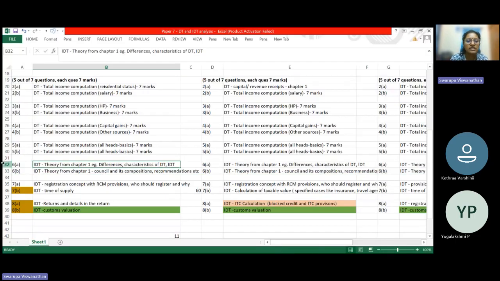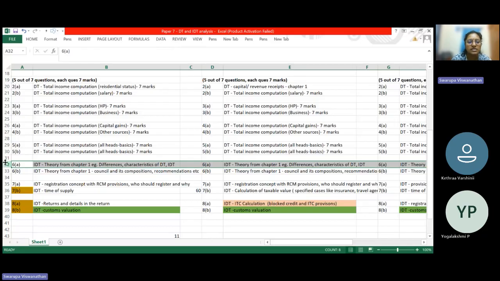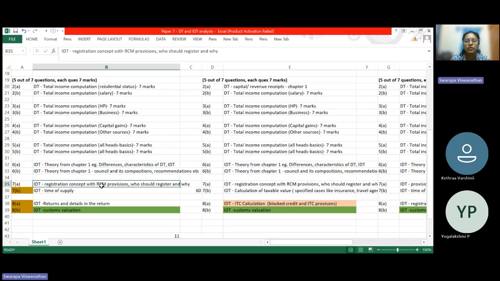And tomorrow we will start with the next concept, that is supply registration concept. We'll go through the basics, and I'll also tell you how to approach sums and case studies that can come under this 7th question and 8th question.